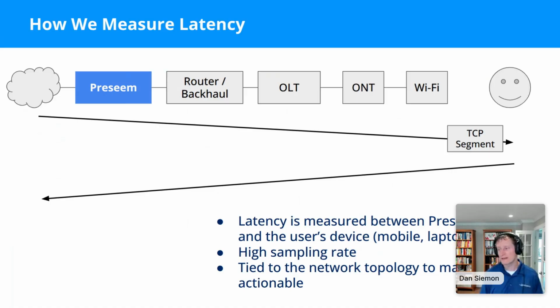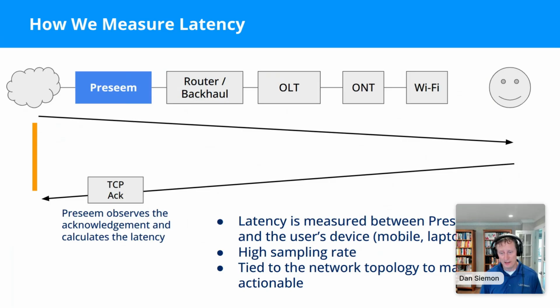Once that device receives that segment, it's going to send an acknowledgement back. That acknowledgement is going to flow back through the network. Once it reaches Preseem, we see that acknowledgement. We basically look at the current time, subtract the old time, and as the orange thing indicates there, we're able to calculate the latency for that particular round trip through the network. And we do this at very high rate, basically 1 sample per round trip for all the TCP flows, and roll that up into individual subscribers and tie that into the topology.